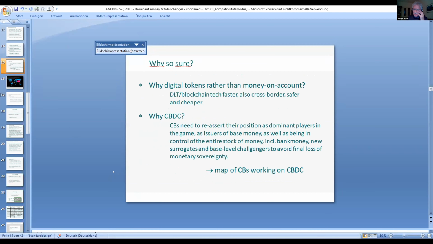You may ask, why? How can we be sure about that? So why am I so sure about thinking so? And the answers are as follows. The first is that digital tokens are a new type of money. It's as new as in its time paper money was, or money on account was. And it's a new technology, the distributed ledger technology and the blockchain.